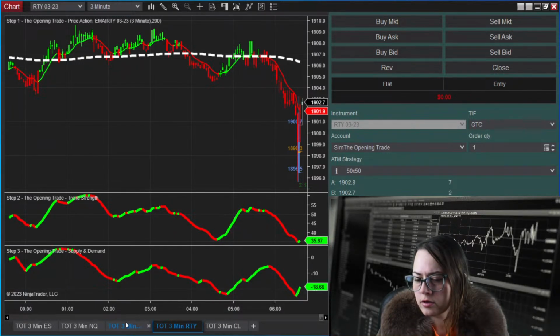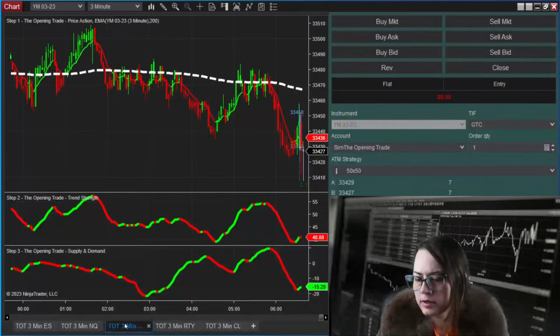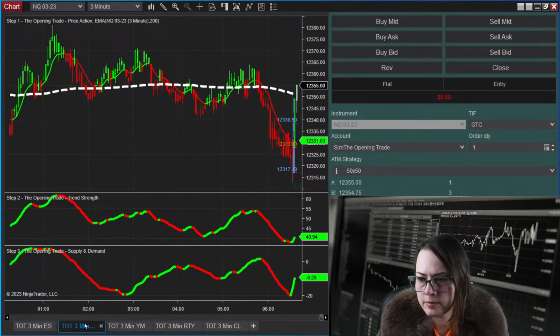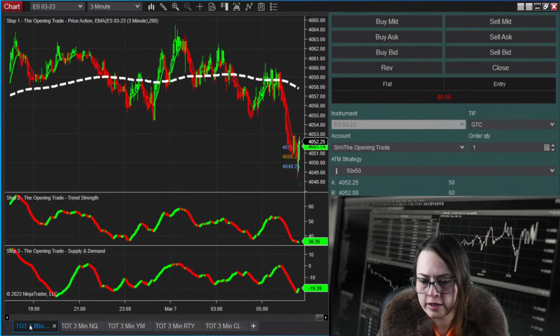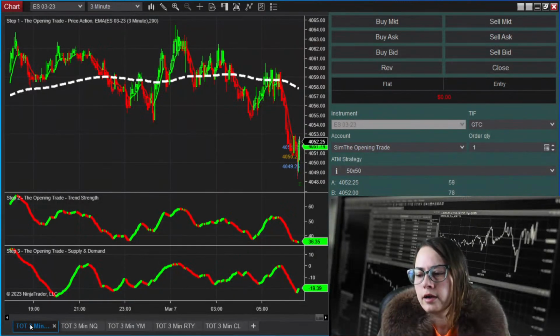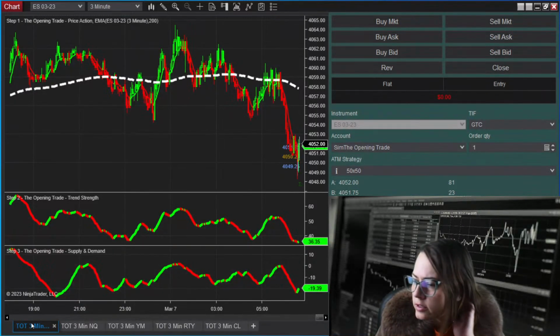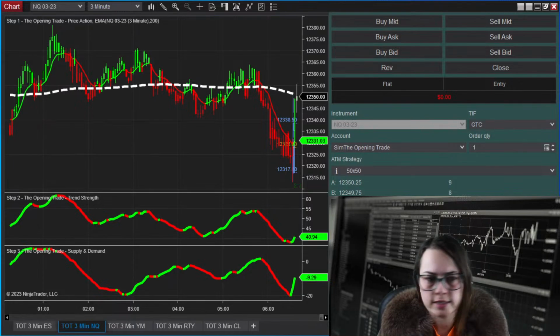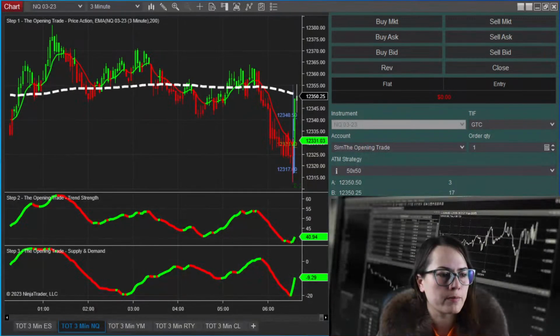Here is the Russell, the Dow, the NASDAQ has gone to the 200 period EMA and is pulling above. And the S&P 500 is still quite a little bit below by roughly 6 or so points. So we have less than 3 minutes before we will see our automated trades take place as long as the indicators are met.